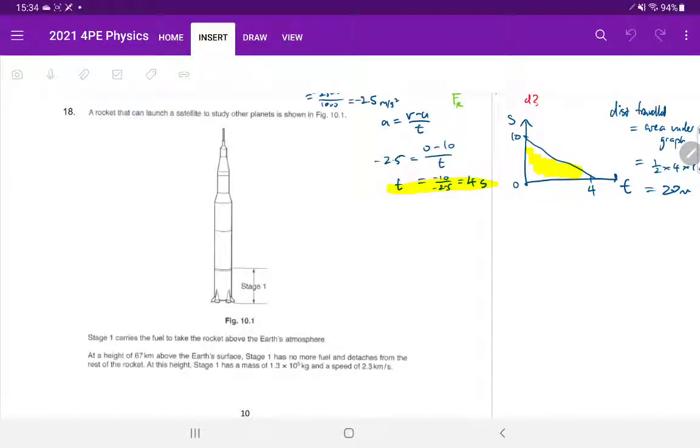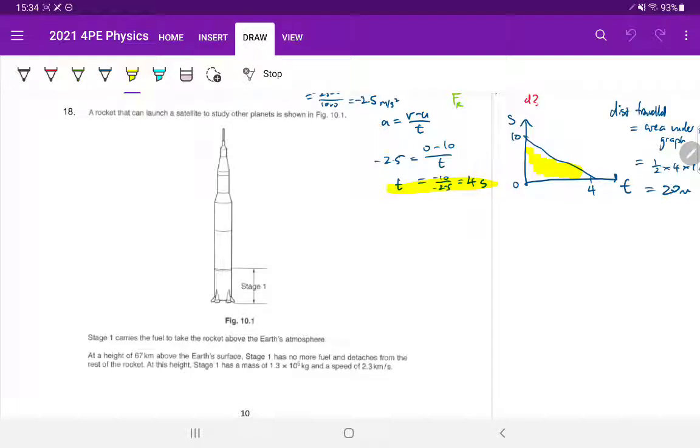Okay, for question 18, yeah, so this is the question: a rocket launches. When you read the stem of the question, it is probably a section B question, right? So the stem, they will give you information you need to extract and understand. A key piece of information here is that stage 1 carries the fuel, so this is stage 1.